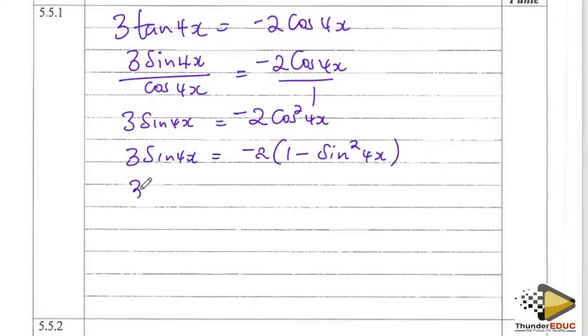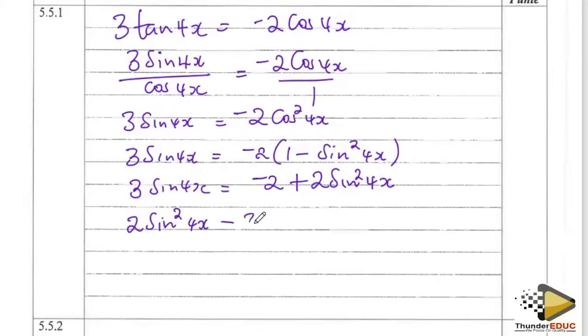And then I'll open that up. Okay, I have a negative 2, negative and negative. I have a plus 2 sine squared 4x. I'll move this that side so that I have 2 sine squared 4x minus 3 sine 4x minus 2 is equal to 0.